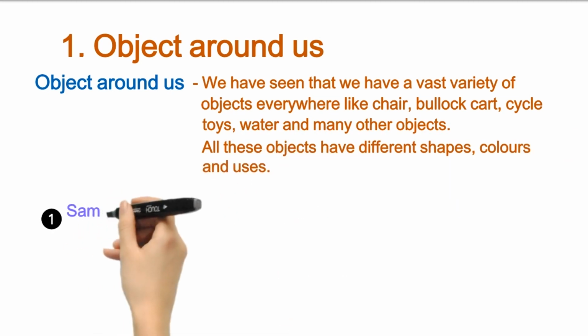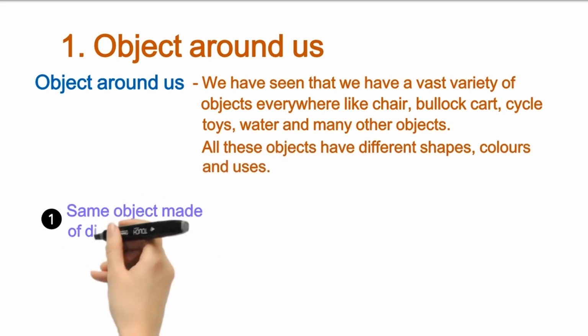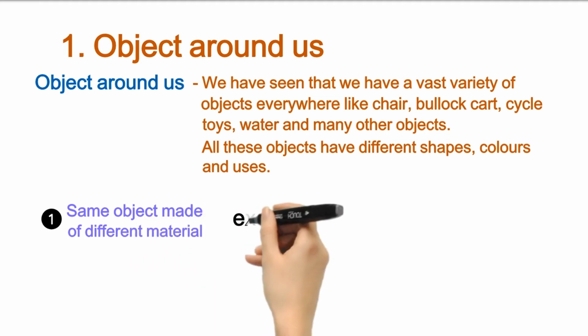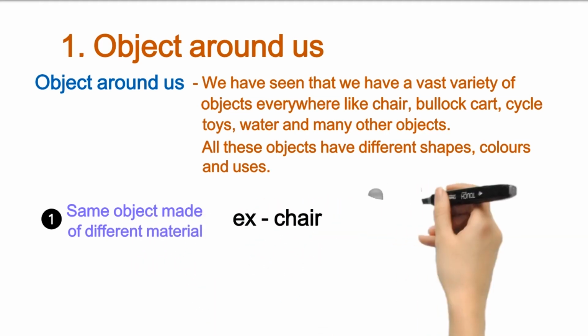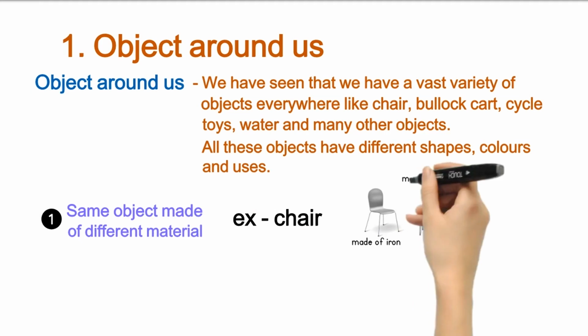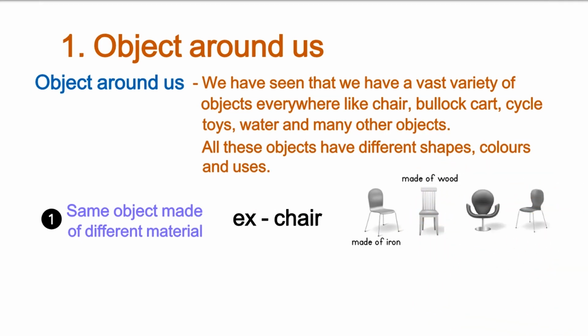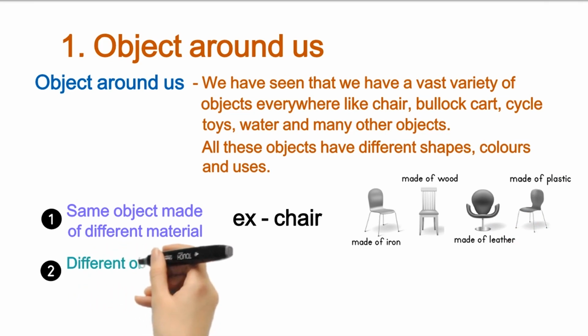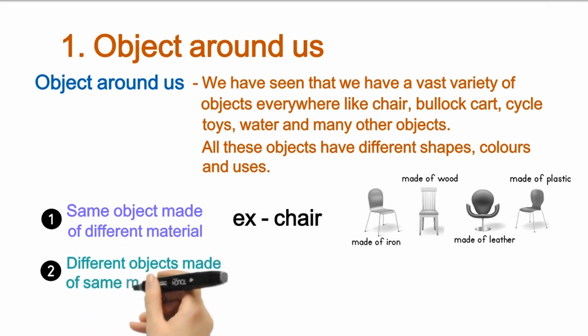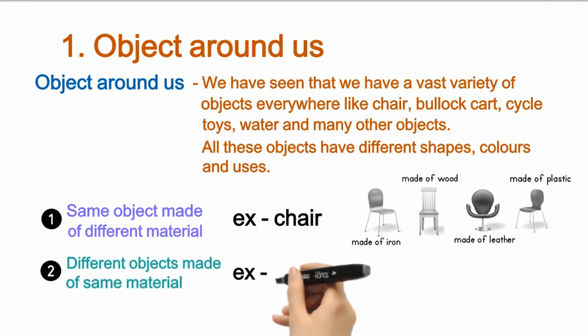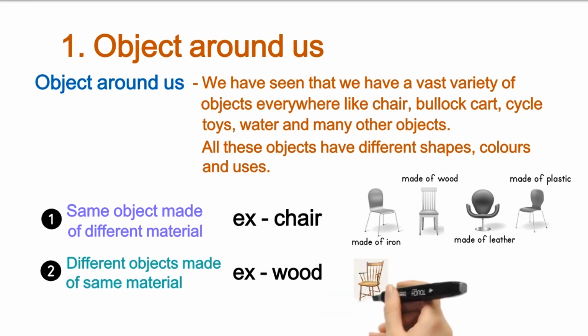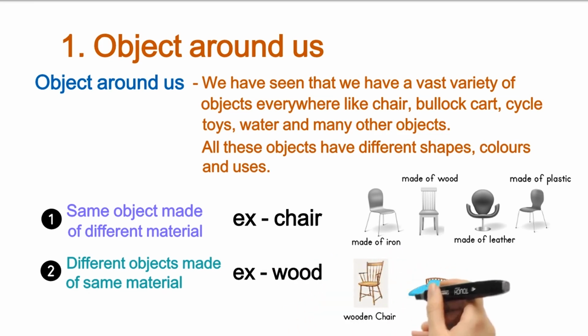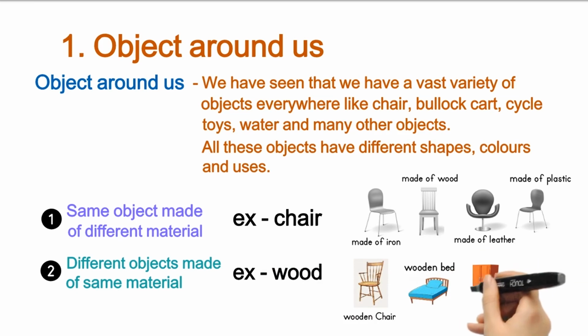Here we will discuss two categories. First, same objects made of different material. Example, chair, like made of iron, made of wood, made of leather, made of plastic. Second, different objects made of same material. Example, wood: wooden chair, wooden bed, wooden almirahs, and wooden table.